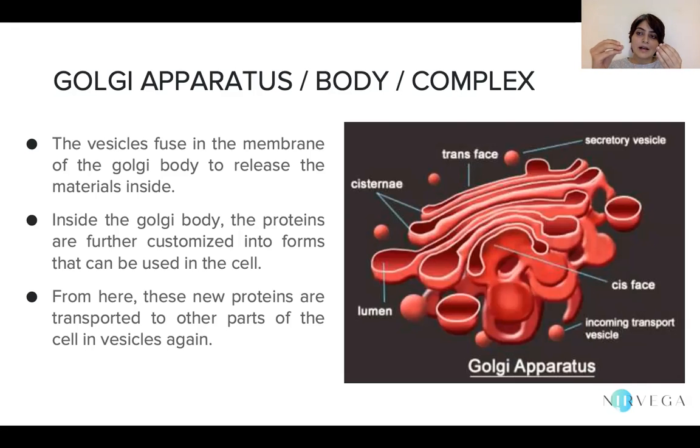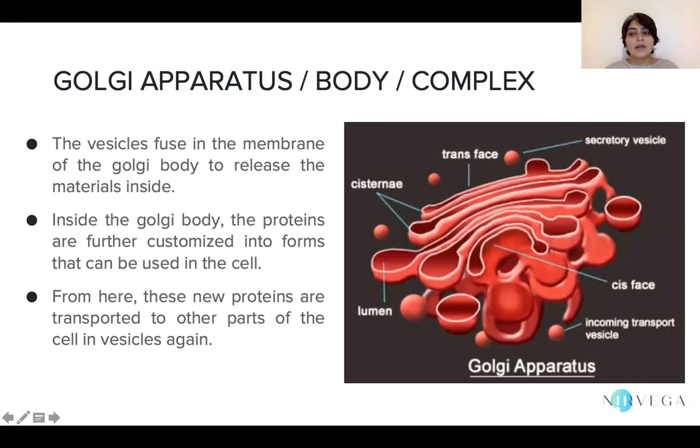Similarly, the vesicle comes, and the protein layer that is surrounding the vesicle simply opens up in a way that it diffuses and becomes a part of the Golgi body, and the protein that is inside the vesicle, the message, is delivered into the Golgi complex. Now, inside the Golgi body, this protein is further customized into forms that can be used within the cell. So over here, usually the proteins are turned and twisted and turned into more complex structures, which can then again be moved on to the other parts of the cell.